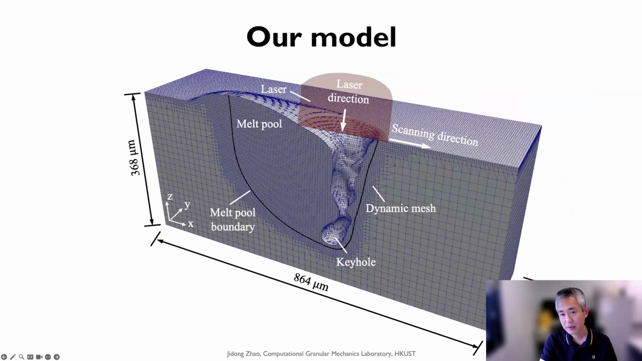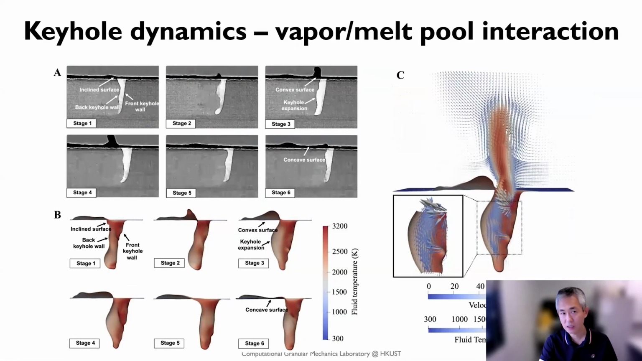We consider a bare plate subject to this laser melting and laser illumination here. We use automatic adaptive mesh for the surrounding area, and this is a comparison of the vapor and melt interactions we generated with this experimental observation here, right? And when the laser illuminates from here, it generates the keyhole. These are the front keyhole wall and the back keyhole wall, and these are the inclined surface, and then these are liquid.